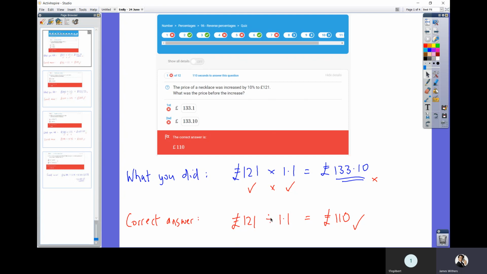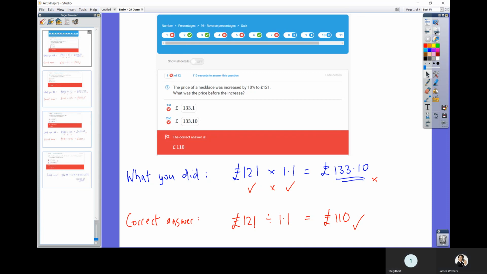So remember, if you're going from a final price back to the original price, that is when you need to divide. So the only thing you did wrong on number one was you forgot to divide. If you divided by 1.1 rather than times by 1.1, you'd have got the right answer. You got 2 and 3 right, which was excellent.